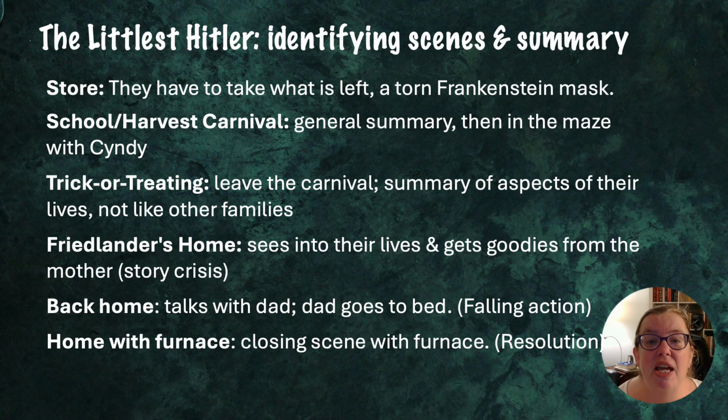The next scene is Davy and his father leaving the carnival to go trick-or-treating, and in there we get a lot of summary of the aspects of their lives. We learn that Davy doesn't have to follow a lot of the typical childhood rules, and he recognizes that they are not like other families. This is heightened when we get to the story Crisis. And you might think this is an odd story Crisis because nothing earth-shattering happens, but it does take place at the scene at the Friedlanders' home, the only Jewish family in town, where Davy sees into their lives.